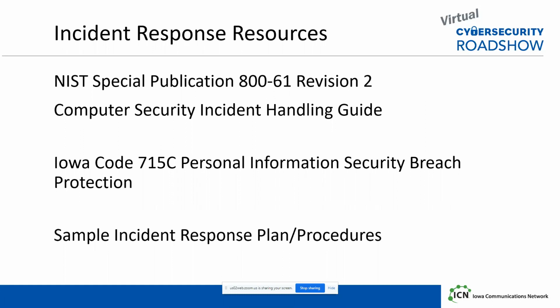Some of the resources that we're going to utilize today as we go through our little workshop and planning scenario: NIST Special Publication 800-61 Revision 2, the Computer Security Incident Handling Guide, which was most recently updated in 2012. Iowa Code 715C, Personal Information Security Breach Protection, which has some specific rules to Iowa that you should be aware of when it comes to security incidents and especially breaches. And then, of course, the sample incident response plan and procedures that was sent out shortly before this started.